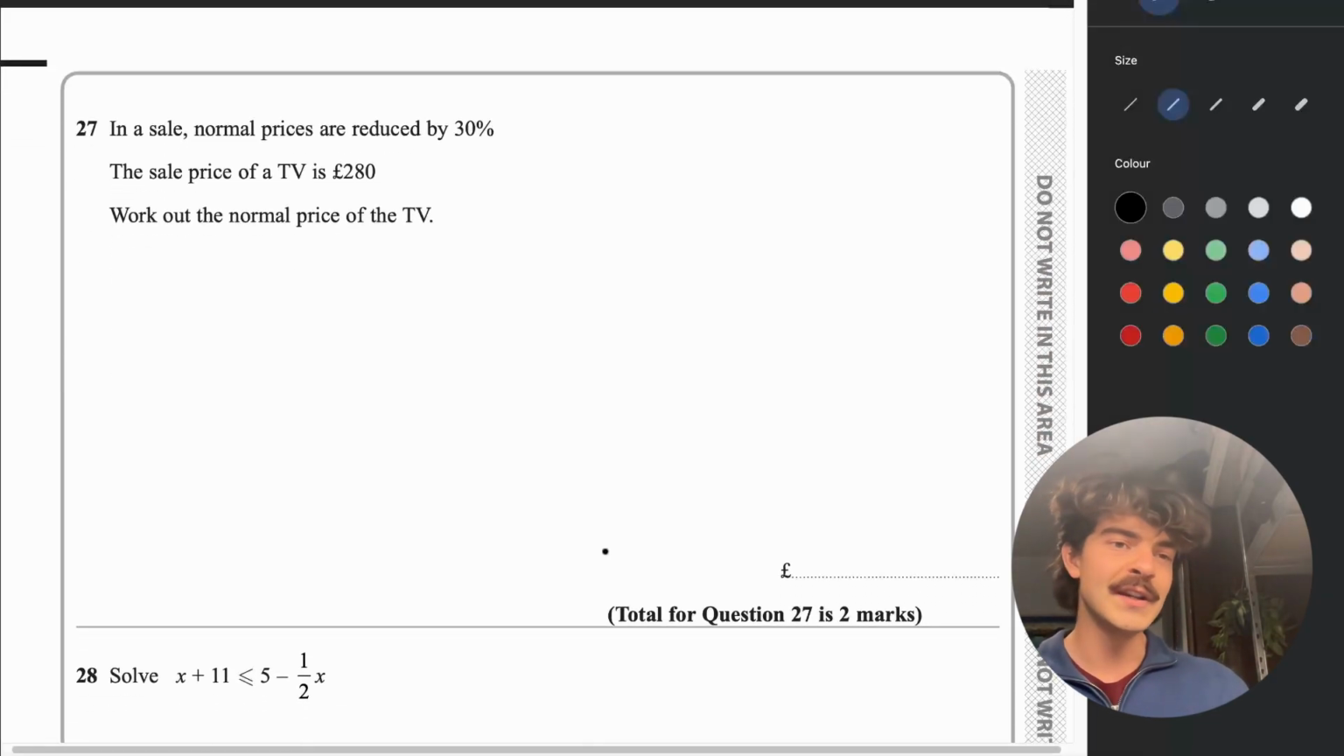All right, on to question set 27 now. So in a sale, normal prices are reduced by 30%. The sale price of a TV is 280. Work out the normal price.